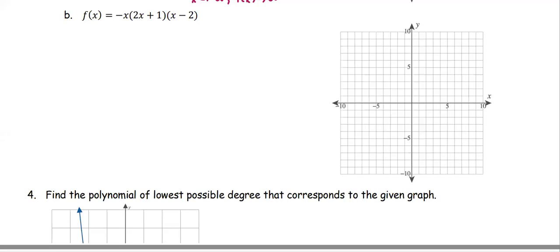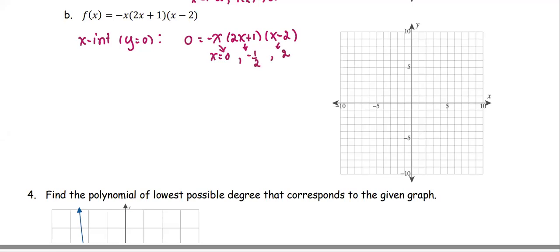Let's look at another example. This function is f of x equals negative x times 2x plus 1 times x minus 2. When we look at the x-intercepts, let y be 0. So 0 equals negative x times 2x plus 1 times x minus 2. We get 3 zeros: x equals 0 from the first factor, x equals negative 1/2 from the second, and x equals 2. Therefore, we have 3 x-intercepts: 0, 0; negative 1/2, 0; and 2, 0.